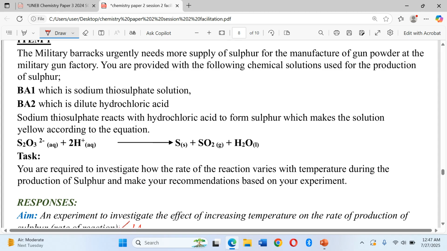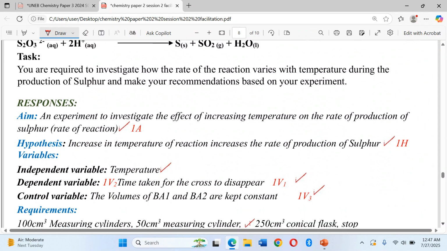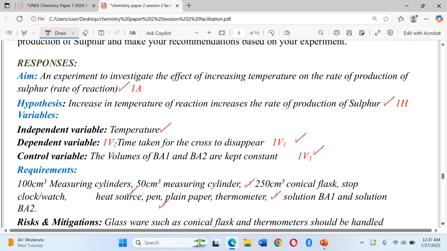We have already read the task that you are required to investigate. You can say, surely, they are giving us even some clue on how we can respond: to investigate how the rate of reaction varies with temperature during the production of sulfur, and make your recommendations based on your experiment. We're going to go through them faster, and then we see how best we can wind up.